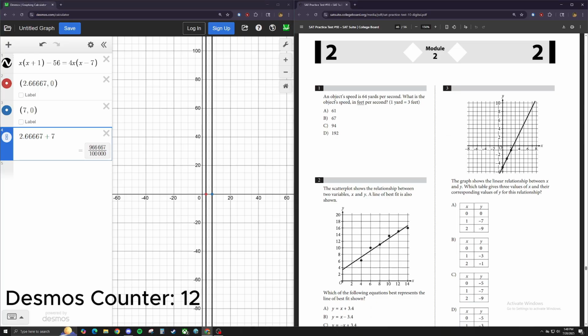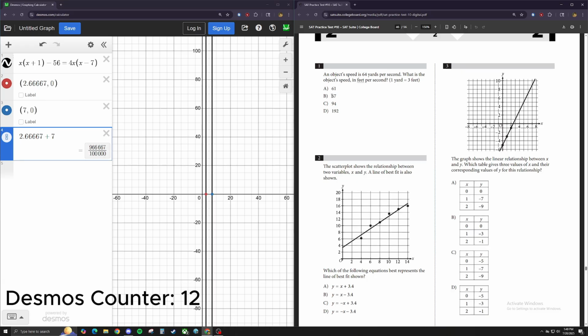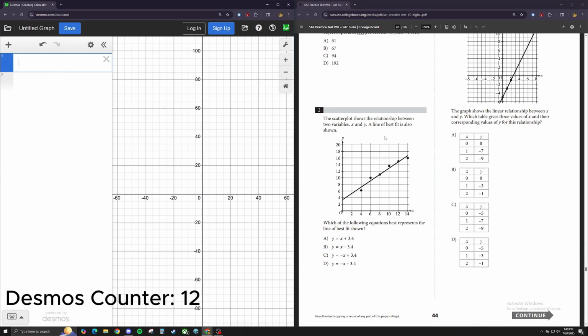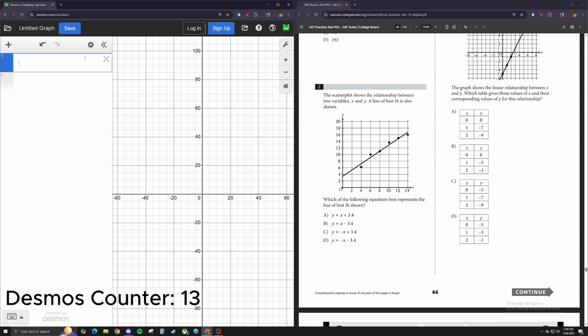So this one, you could use Desmos just by using it as a calculator, but in terms of mindlessness, it's not really what we're going for here. This one, you could brute force. You can just plug everything into Desmos and see which one matches this line that they give you.